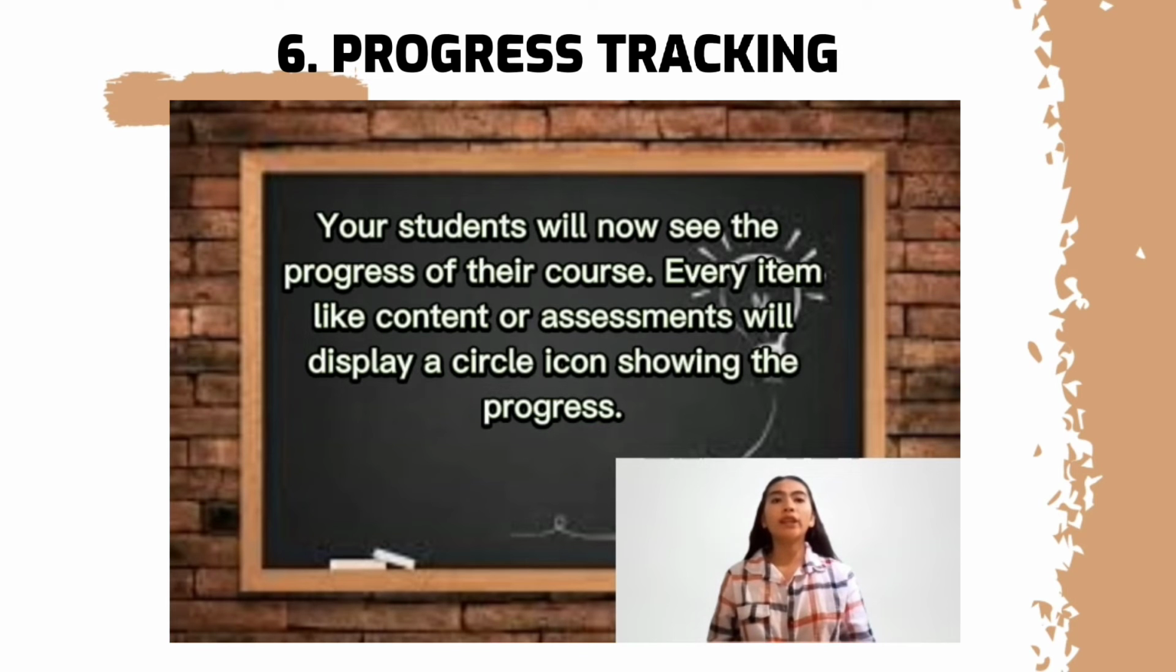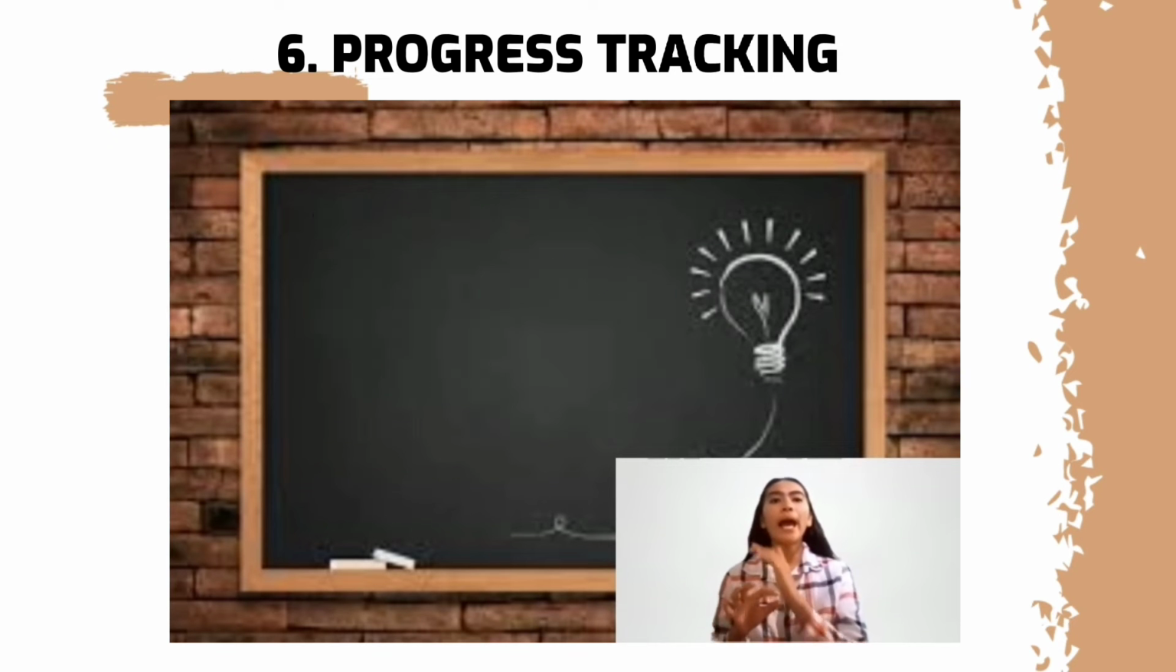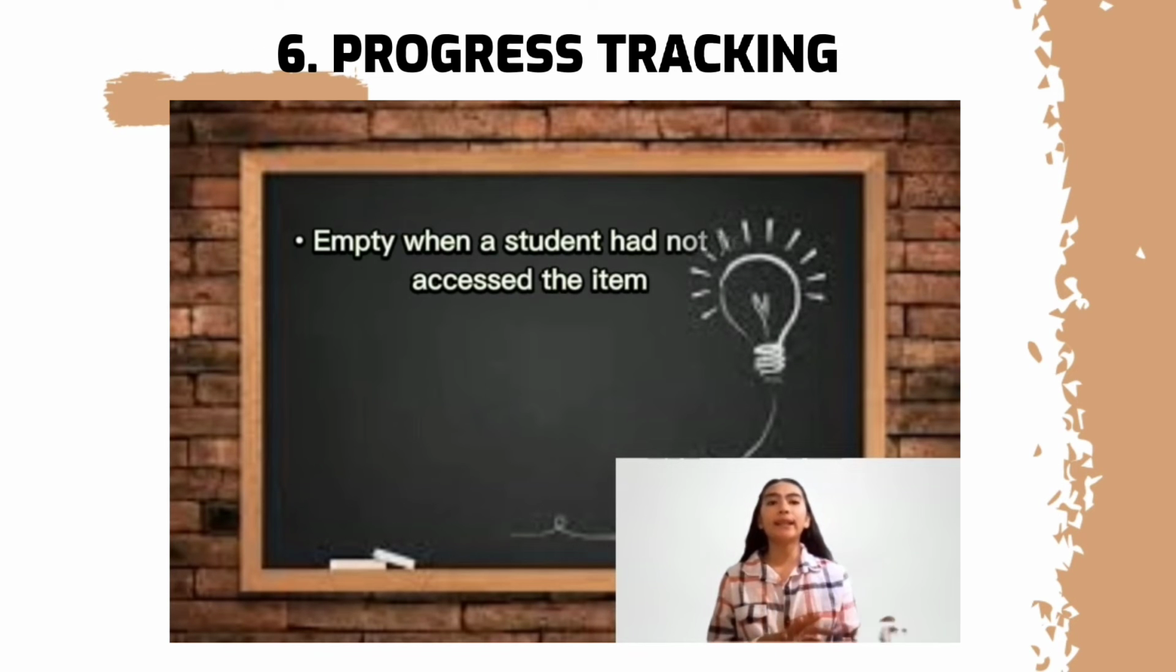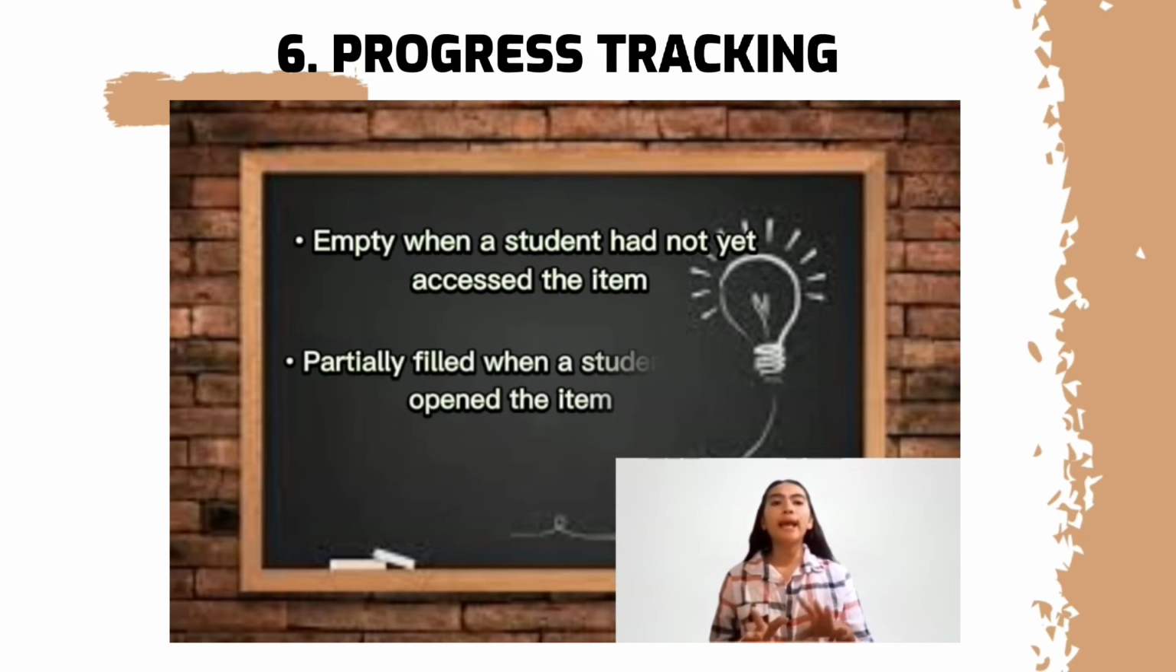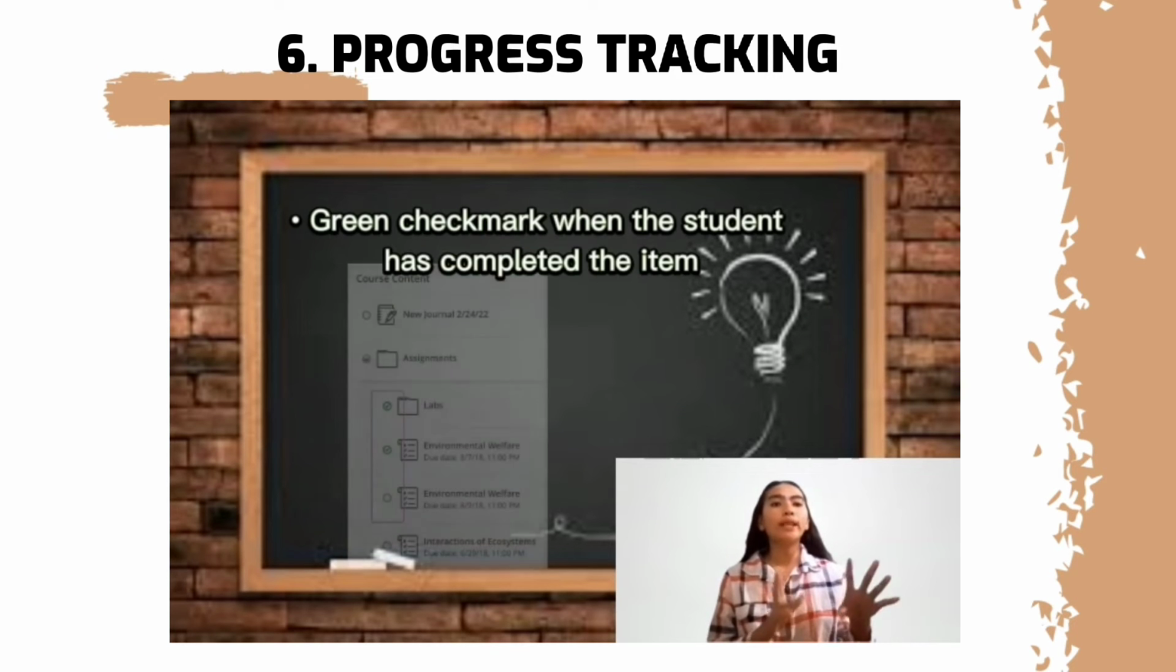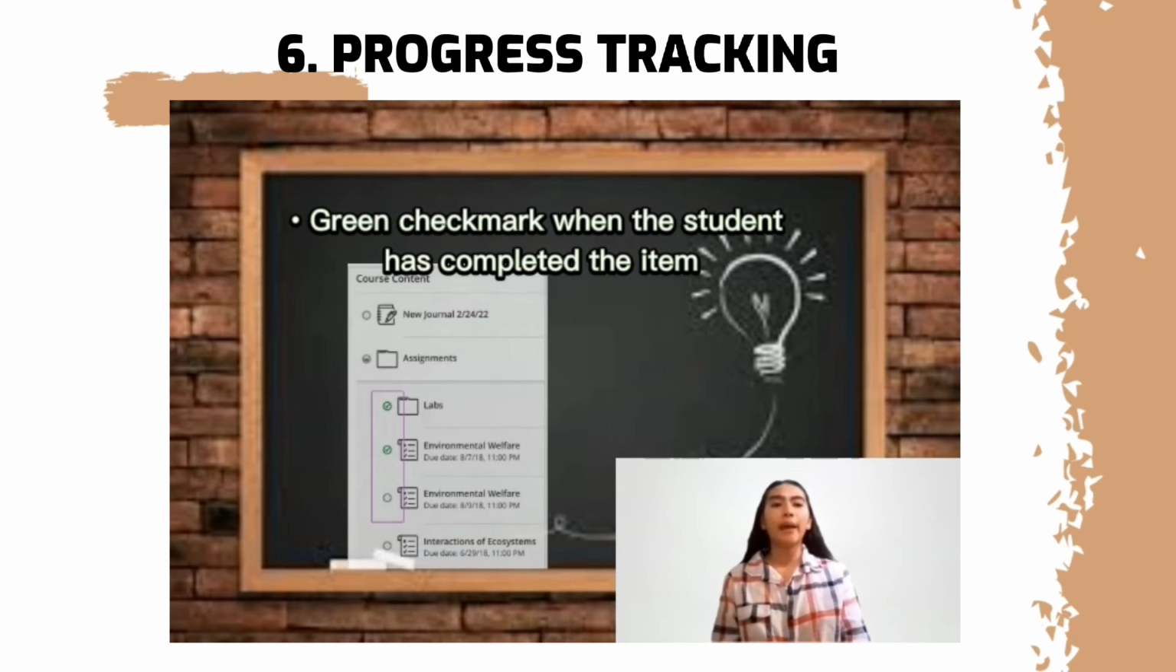Every item like content or assessments will display a circle icon showing the progress. Empty when a student has not yet accessed the item. Partially filled when a student has opened the item. Green check mark when the student has completed the item.